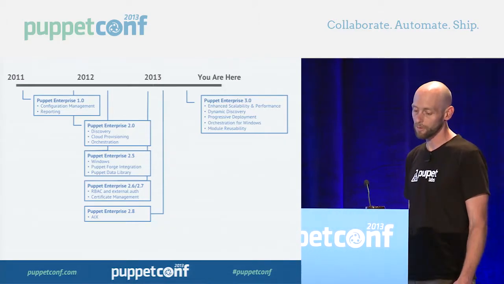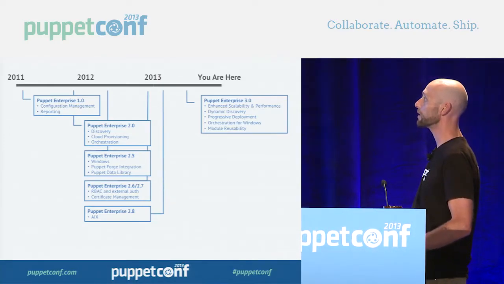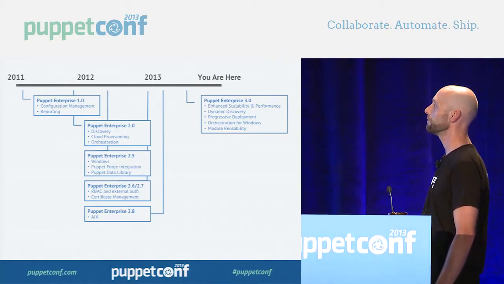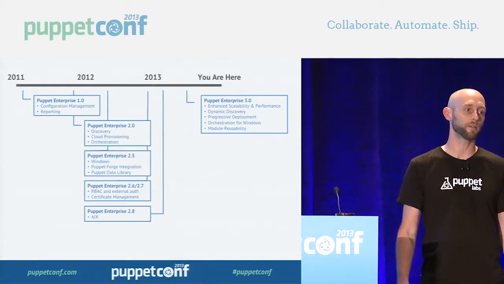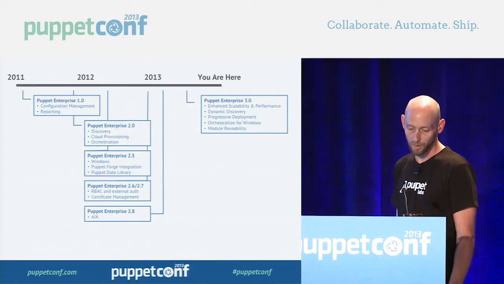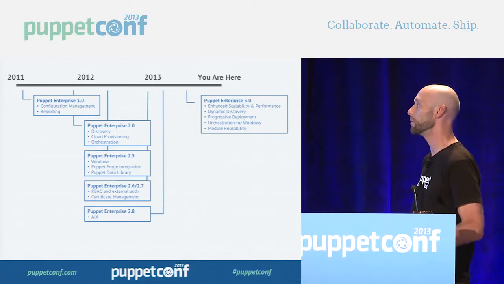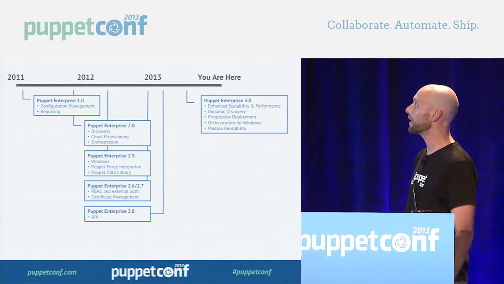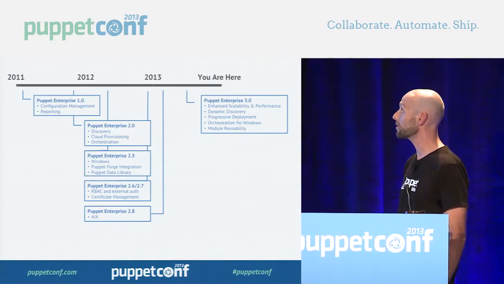And then throughout the 2 series, we added a bunch of feature releases that added things like support for Windows as a client, the ability to use an external authentication source so that you could integrate the Puppet Enterprise console with your LDAP server, and the ability to manage new certificates right from the user interface. We shipped PE 2.8 earlier this year, and it added support for AIX.